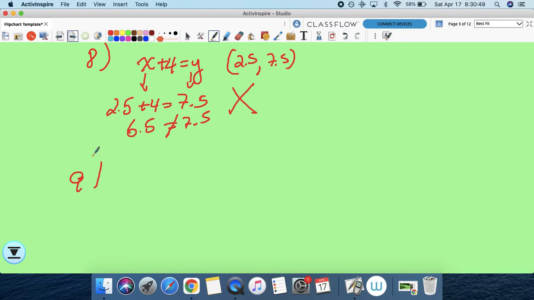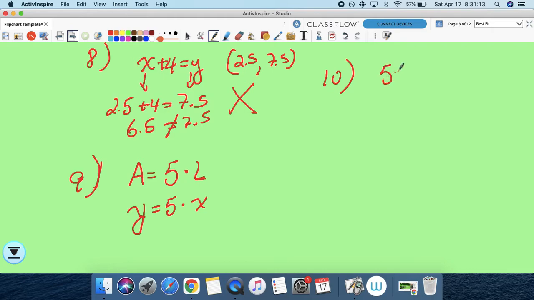So this one's a little bit tough. It says the area of the rectangle is 5 times the length. So the area is 5 times the length, right? So y equals 5 times x. Okay. 10. Here's the equation 5x equals y, and I think most of the time we see it y equals 5x. So if you want to change it, right, change sides, that's okay.